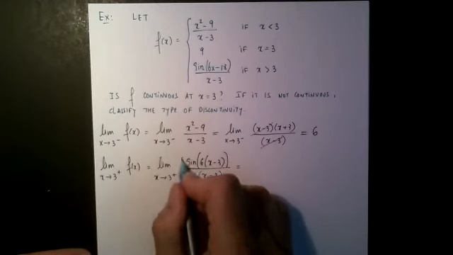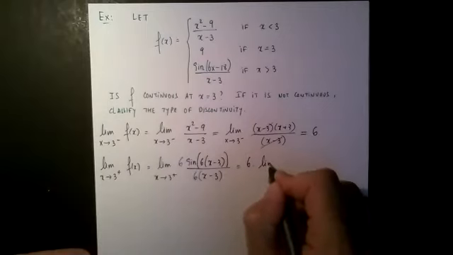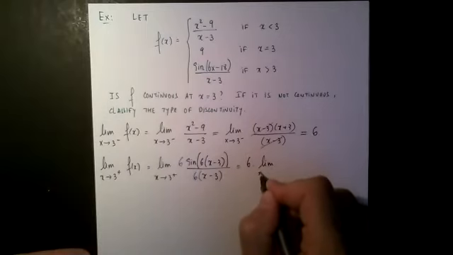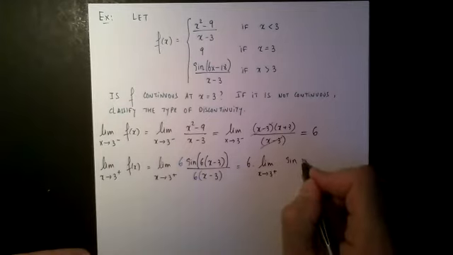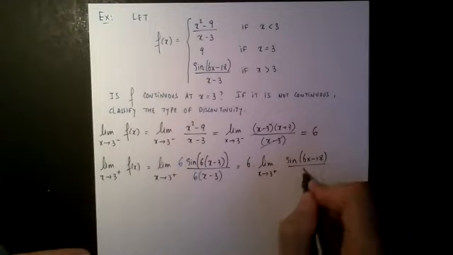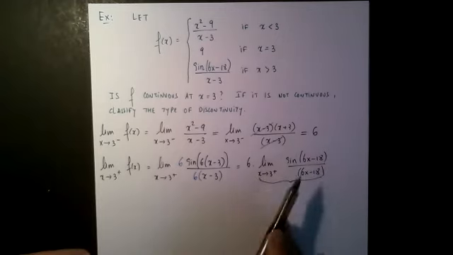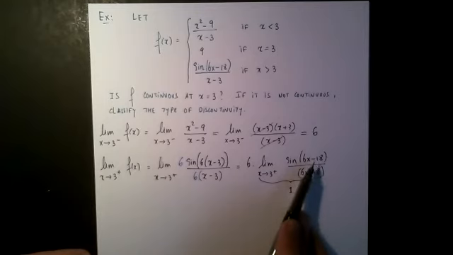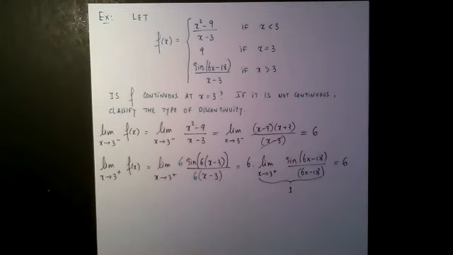6 on top. Okay? And now I have 6 times the limit as x approaches 3 from the right of sine of (6x minus 18) over (6x minus 18), and this is 1. This is now 1 because I have sine of 0 over 0 and they're both the same. So my answer is 6. This looks pretty nice.